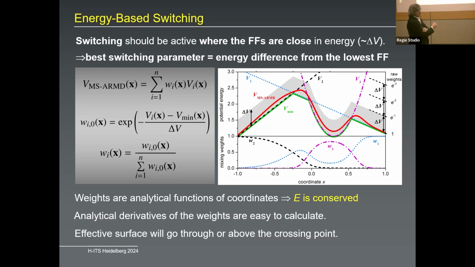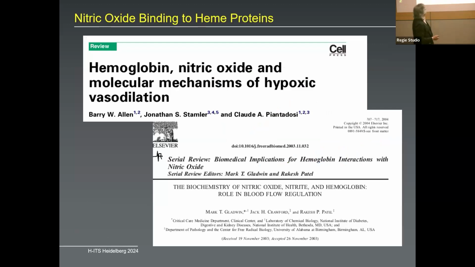As you approach a crossing, the surfaces that are closer in energy start to contribute 50-50. And that's seen in these weights here. So this surface 2 changes from weight 1 to 0. The other two surfaces go from 0 to something finite and eventually 1. And if we do a weighted average, we get the red line. The weights are analytical functions of the coordinates. We can compute forces, derivatives. And so we have a way of running energy conserving, reactive MD simulations. And that's what we will do in the following.